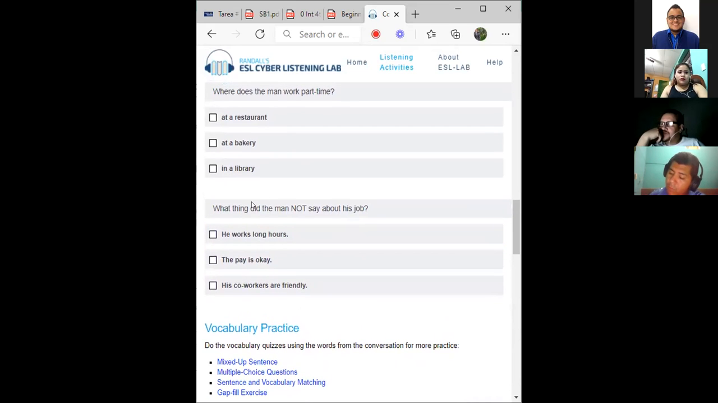Vaya, aclaración, esta pregunta está en pasado, pero usted relaciónele de que qué es lo que no dice este señor, okay? What thing did the man not say about his job? Okay, did es el pasado del do. Y como el do es un auxiliar, ocupamos el auxiliar del pasado de do, obviamente para el tiempo gramatical, simple past tense, all right?